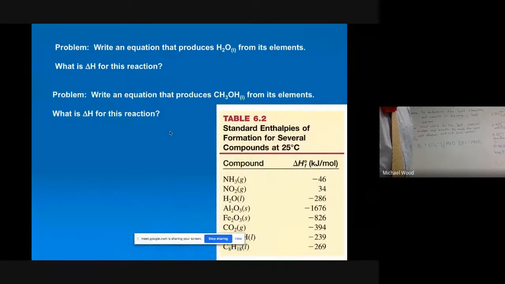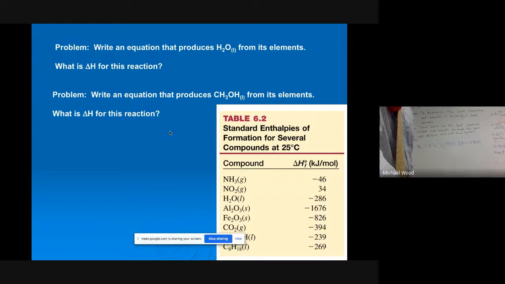Okay, so now here's the next one. Write an equation that produces CH3OH, which is called methanol, from its elements. You're given the value, it's covered up there, but it's negative 239. It's the second one from the bottom.